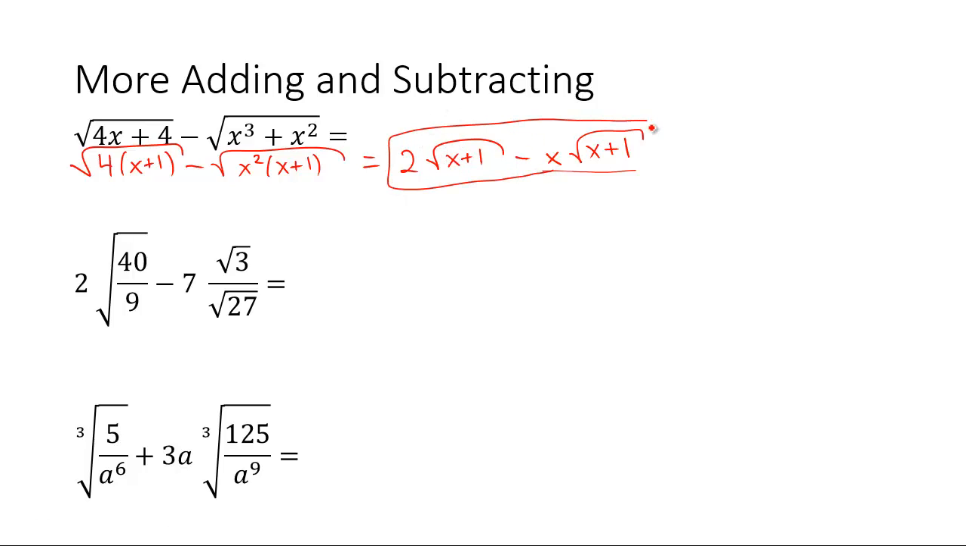So this is as far as we can go here. Let's take a look at the next one. So this is 2 times root 40 over 9. So the root can split. So let's try that. So 40 is 2 times 20, which is 2 times 10, which is 2 times 5. So that leaves us with 2.